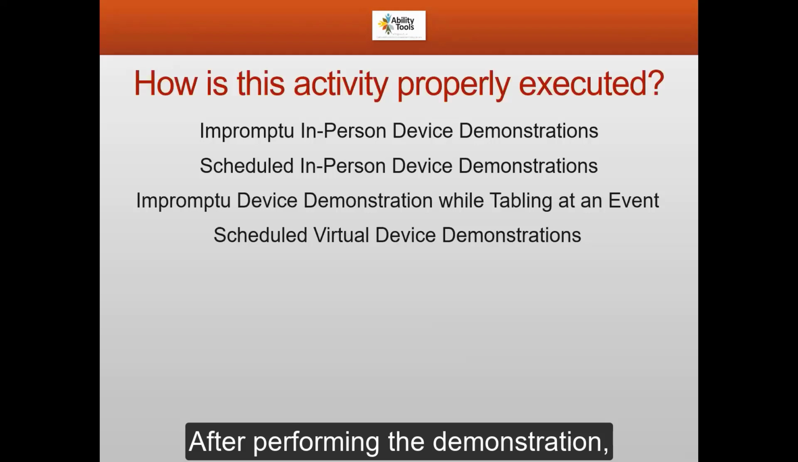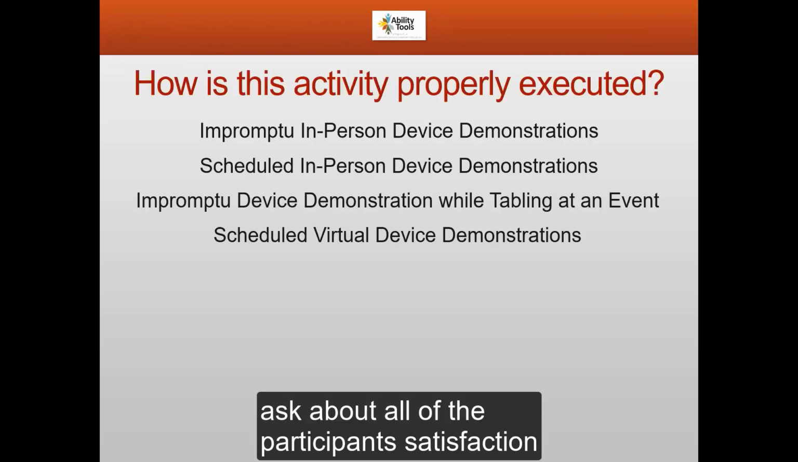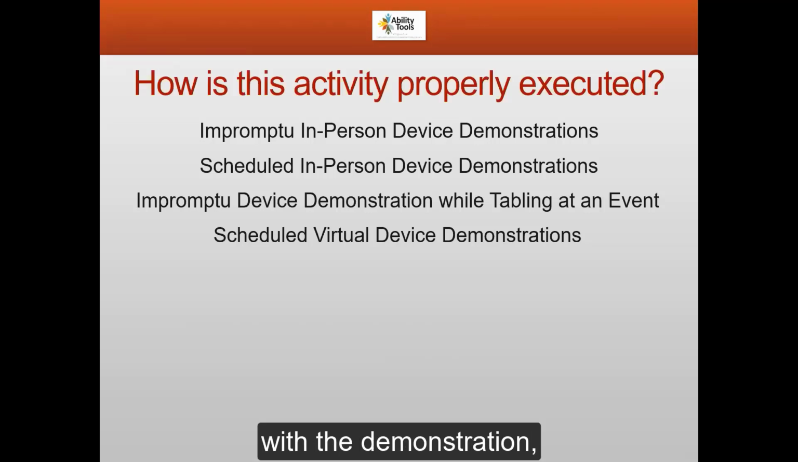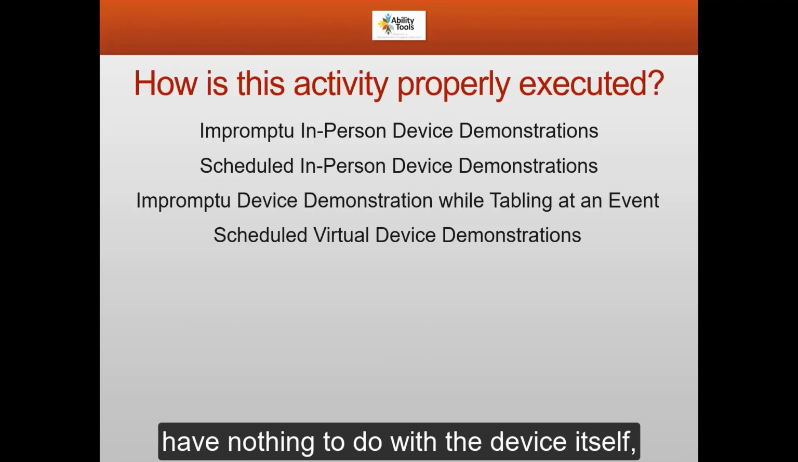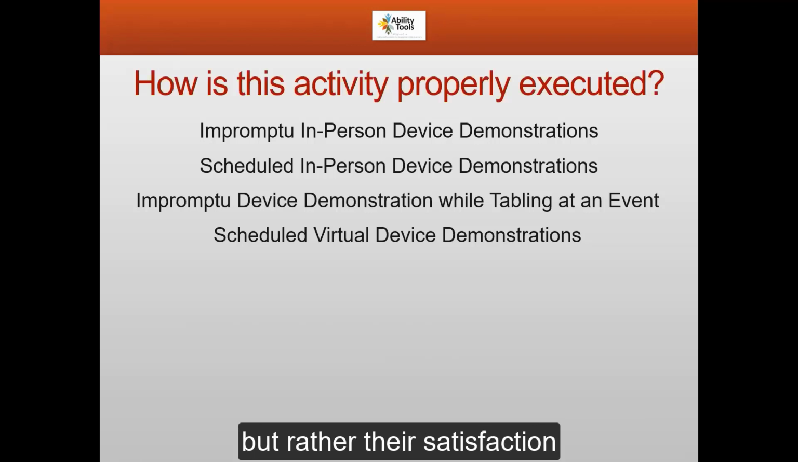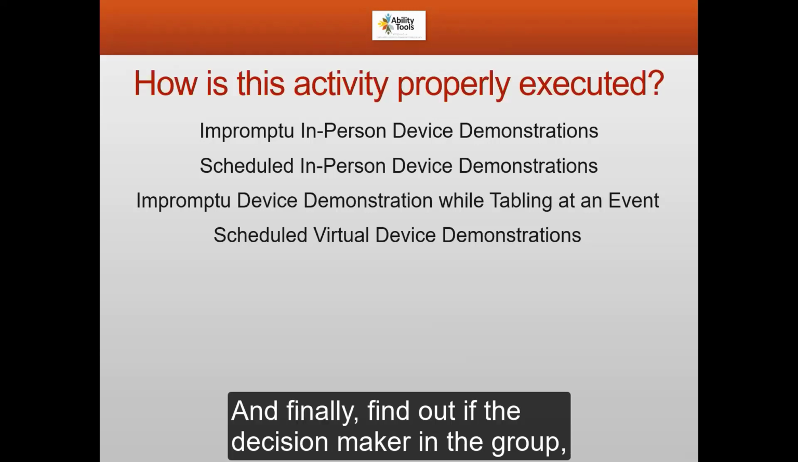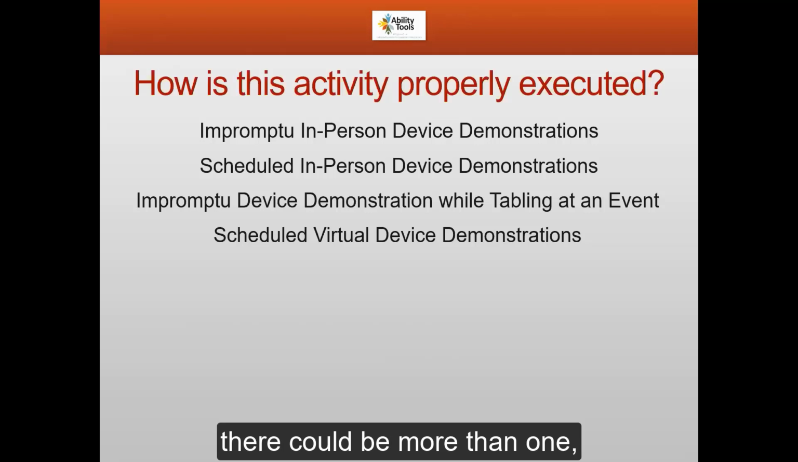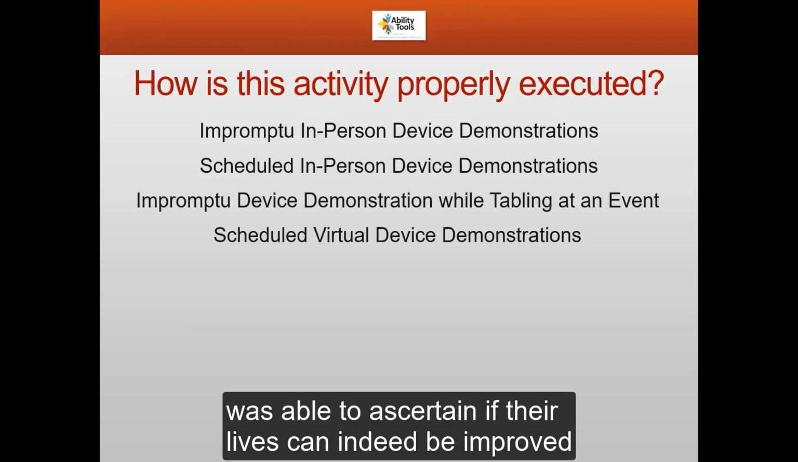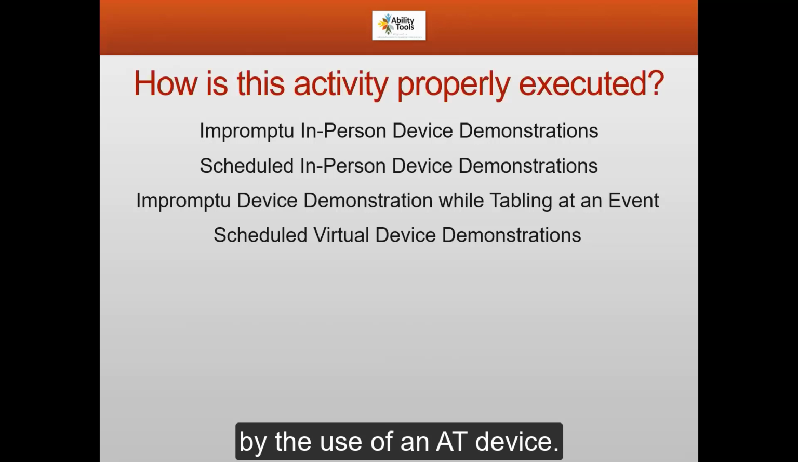After performing the demonstration, ask about all of the participants' satisfaction with the demonstration, remembering that the satisfaction measures have nothing to do with the device itself, but rather their satisfaction with the usefulness of your demonstration. And finally, find out if the decision maker in the group, there could be more than one, was able to ascertain if their lives can indeed be improved by the use of an AT device.